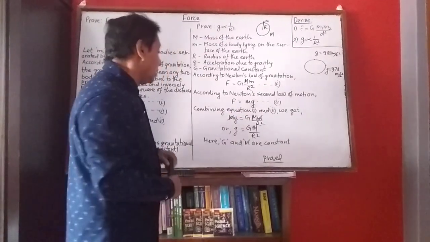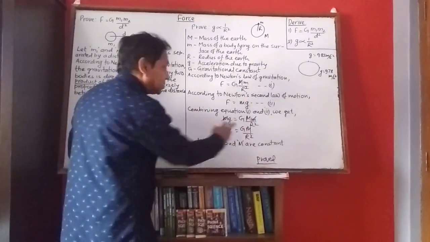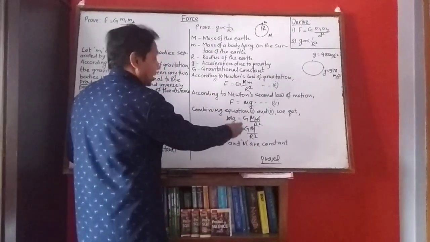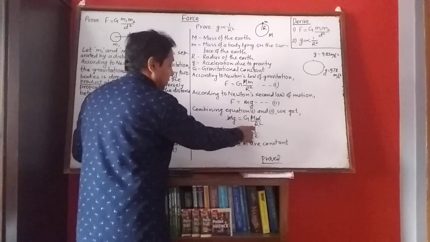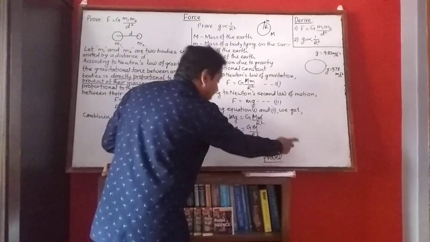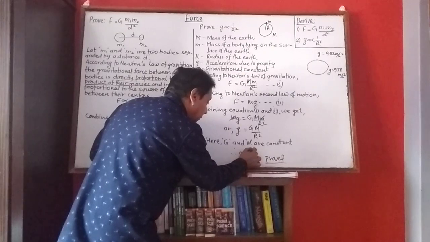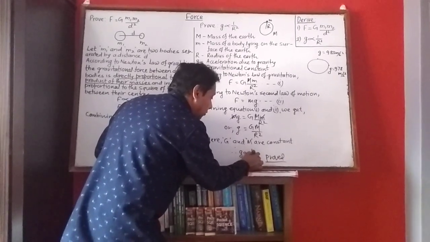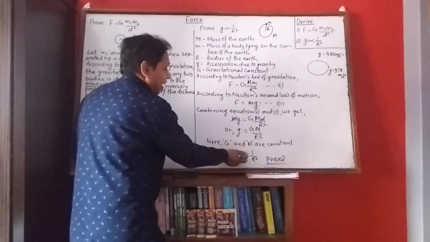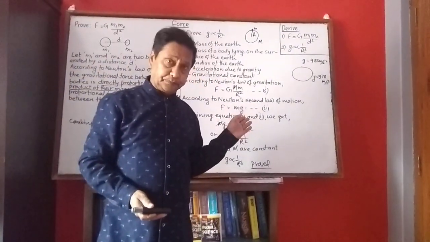This is wrong. That's why what can we say? g doesn't depend upon capital G and capital M because they are constant whether a body is dropped at pole or equator, their value remains the same, and that's why the value of g doesn't depend upon these two quantities. That's why here capital G and capital M are constant. Therefore, g is inversely proportional to r square. If we remove this constant, then the equal to sign is also removed and the proportional sign is taken. g is inversely proportional to r square. This way we can prove it.